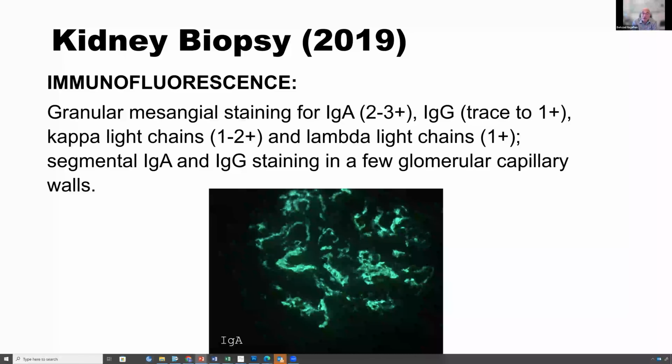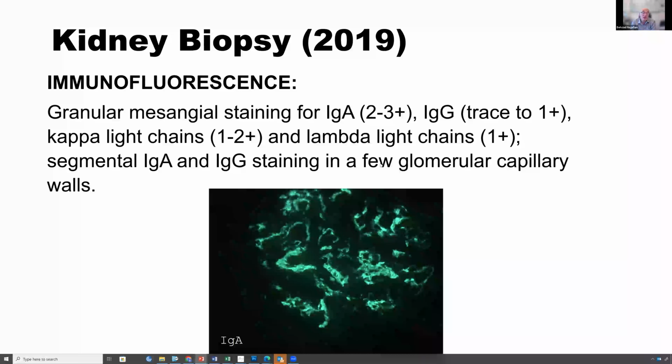And by immunofluorescence microscopy, what you guys thought about IgA nephropathy was correct. I mean, there was 2 to 3 plus, predominantly mesangial staining for IgA.